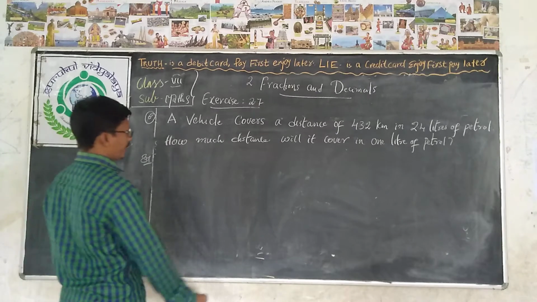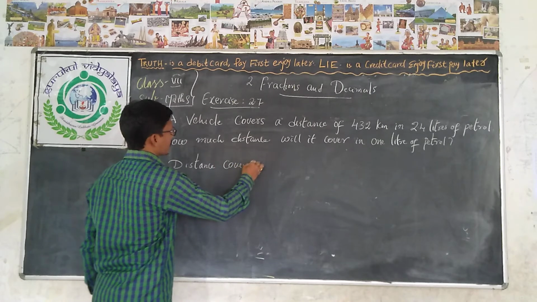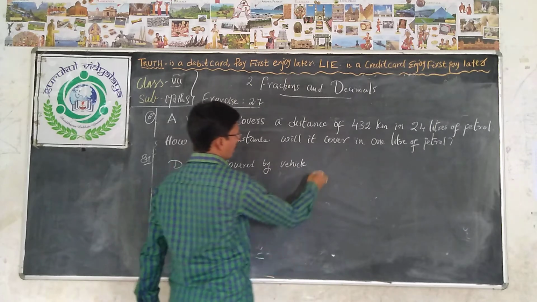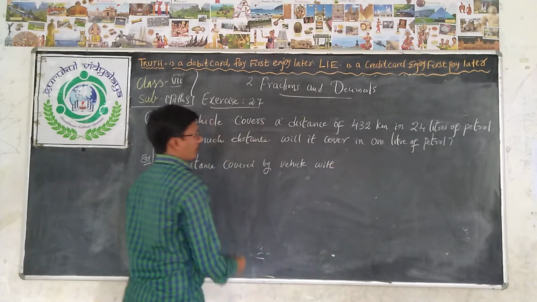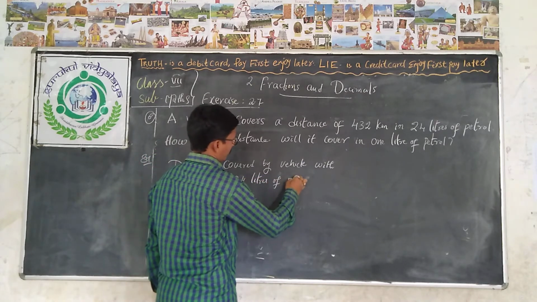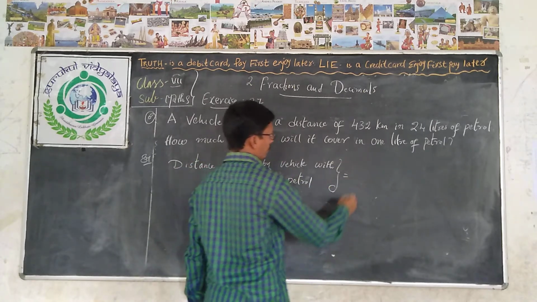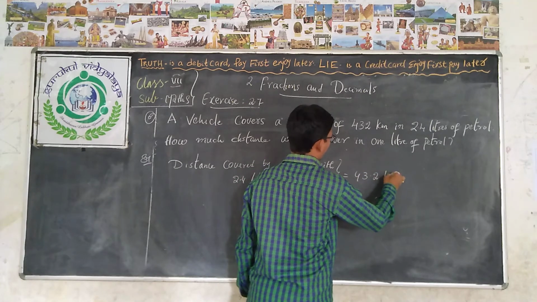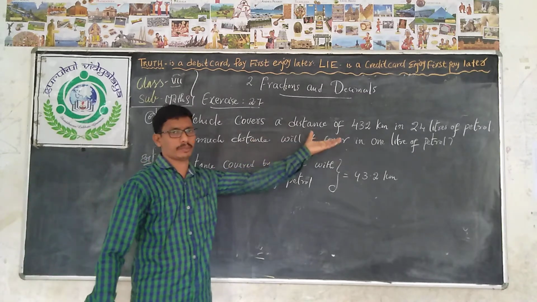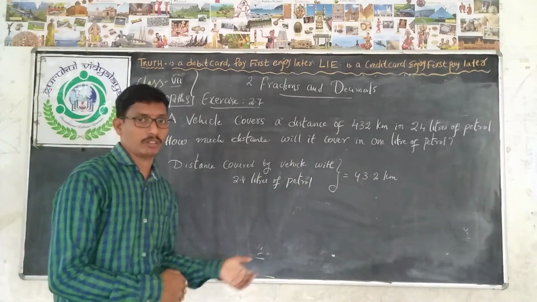First, write what is given. Distance covered by vehicle with 2.4 liters of petrol is equal to 43.2 kilometers. Okay, distance covered by vehicle with 2.4 liters. What is given in the statement, that only you wrote. Okay, so let us find how much distance it will cover with 1 liter of petrol.